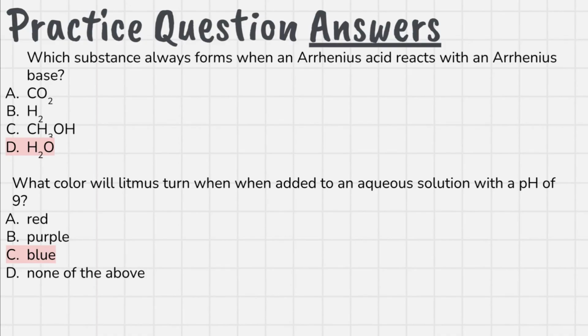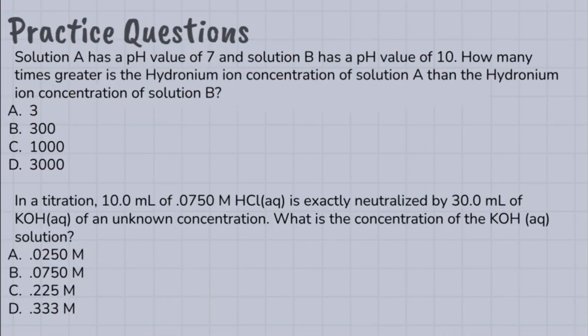What color will litmus turn when added to an aqueous solution with a pH of 9? Litmus will turn blue because the range of litmus is 4.5 to 8.3 and the color changes red to blue. This means that when added to an aqueous solution with a pH less than 4.5, the indicator will turn red, and when added to an aqueous solution with a pH greater than 8.3, it will turn blue. Here it's being put in an aqueous solution with a pH of 9, so that means that the answer will be blue. Here is the next set of practice questions.